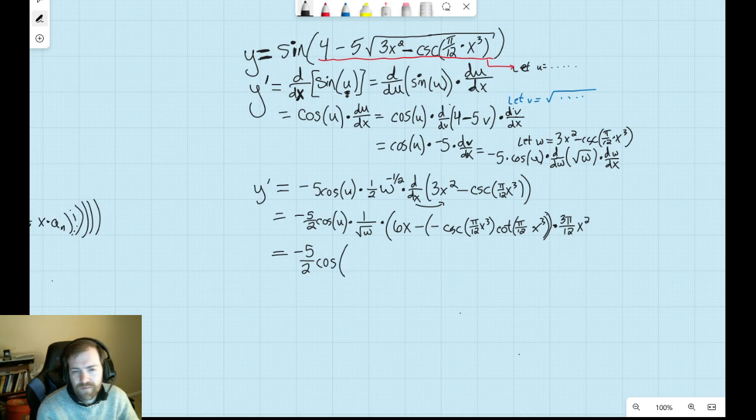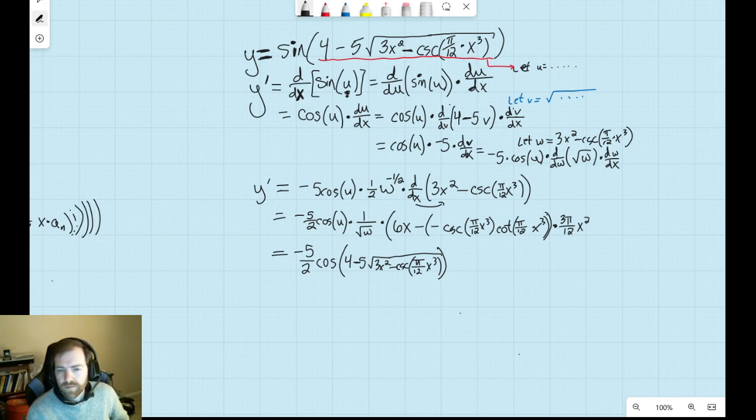Okay. So this is then going to be the cosine of all of this stuff: 4 minus 5 times the square root of 3x squared minus cosecant of pi over 12 times x cubed. After the cosine is times 1 over the square root of everything that used to be in there. So 3x squared minus cosecant pi over 12 x cubed.